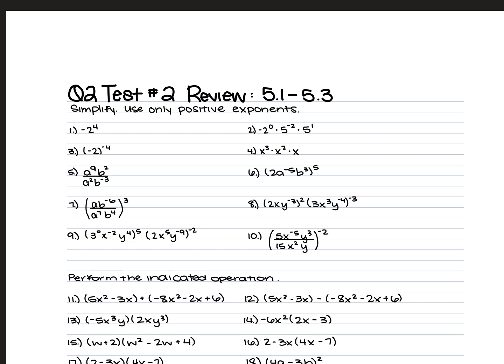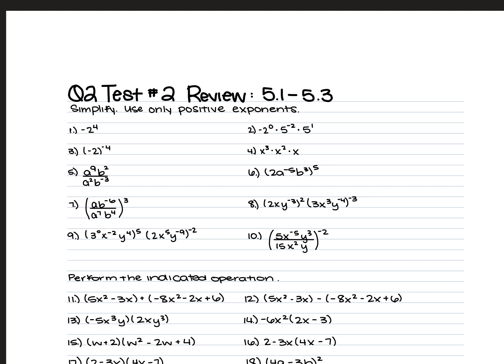Your test tomorrow, which is on 5-1 to 5-3, is 15 questions. It's literally fair game from anything from 5-1 to 5-3. It is very similar to your review. If we look at the first part, we're just simplifying and we're keeping our answers with positive exponents. So your answers have to have positive exponents.